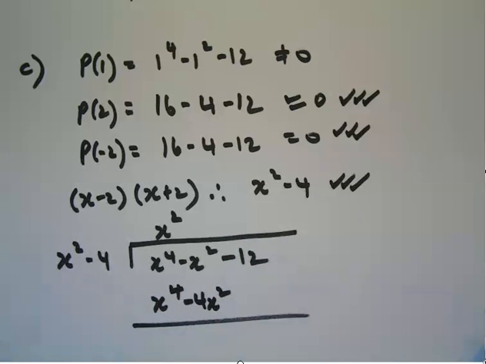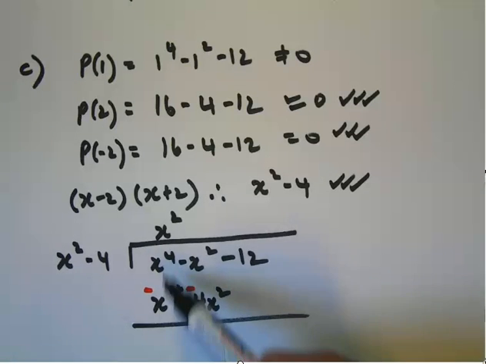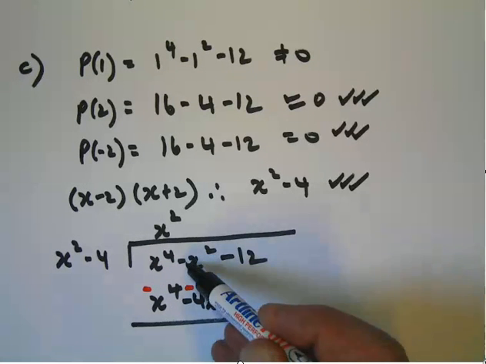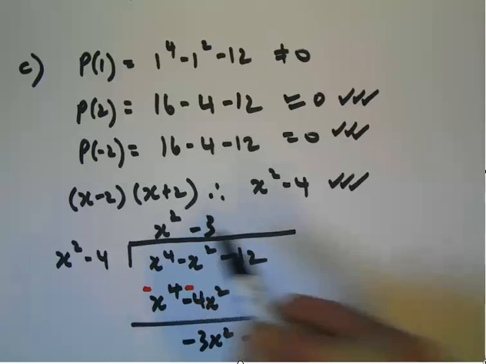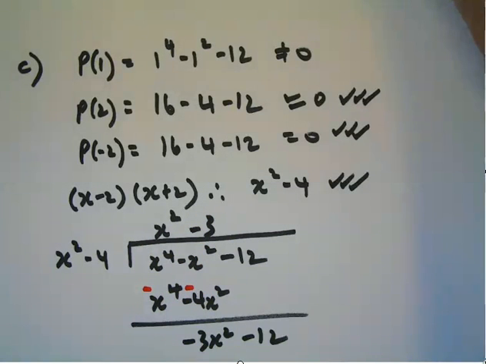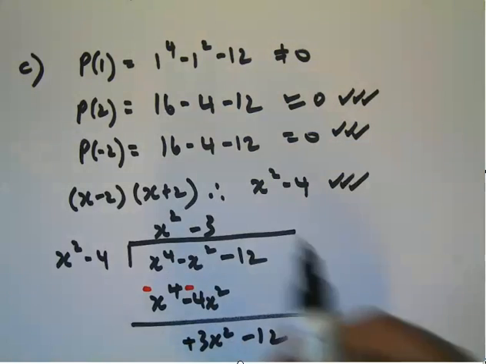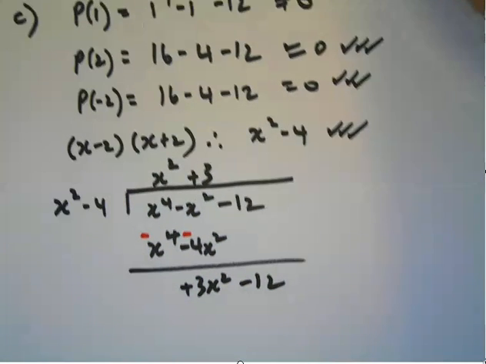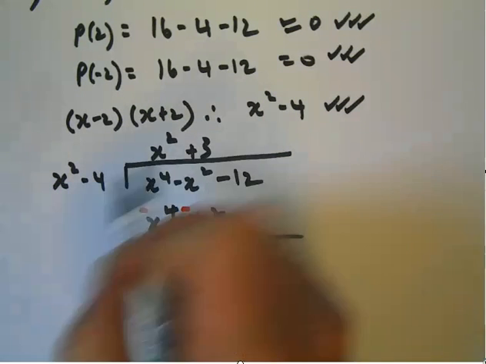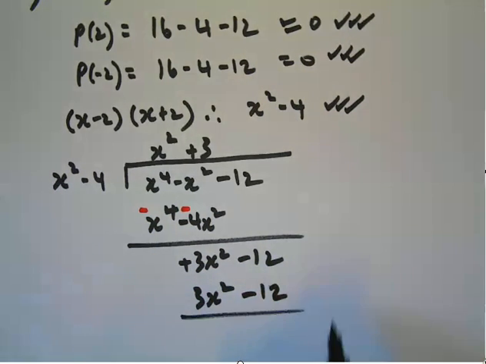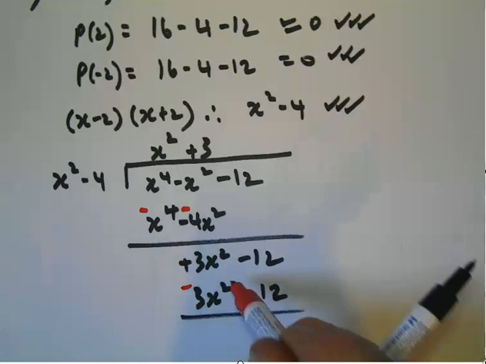I'm going to subtract the second one from the first. x to the power of 4 minus x to the power of 4 is 0. Minus x squared plus 4x squared is 3x squared. Bring down the negative 12. x squared goes into 3x squared 3 times. 3 times x squared is 3x squared. 3 times minus 4 is minus 12. Subtract the second one from the first. I end up with 0.